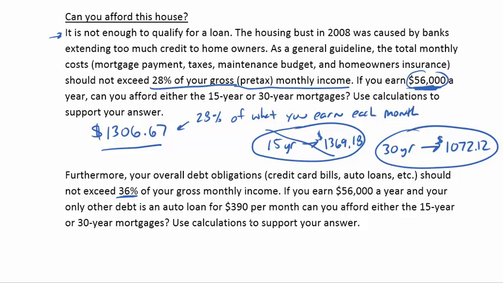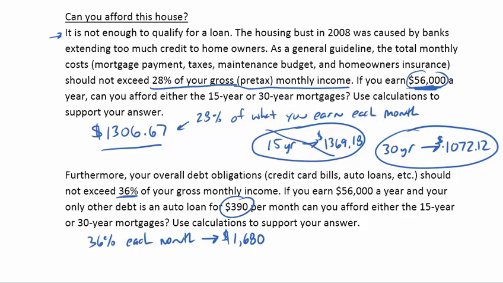So now we're going to take 56,000 times 0.36 and divide it by 12 to turn it into a monthly amount. So here's 36% each month, which is $1,680. And now we've got this auto loan as well that we pay $390 a month, so we would have to add that.